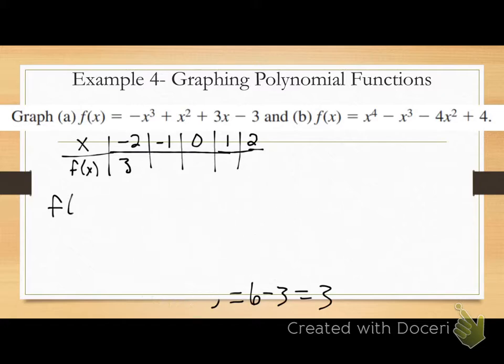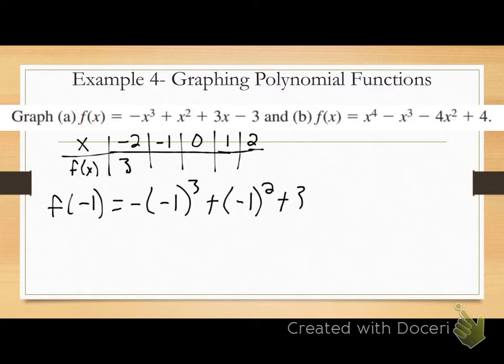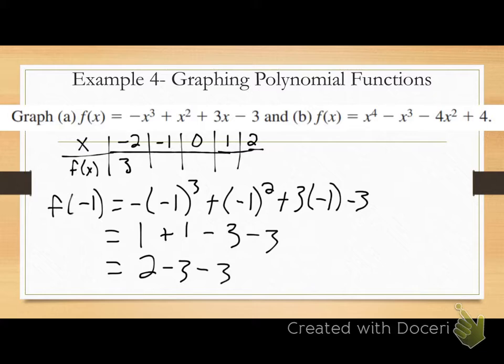Now let's plug in negative 1. That'd be negative, negative 1 cubed plus negative 1 squared plus 3 times negative 1. Is everyone okay if I kind of go through this a little quicker? We all okay plugging in and working it down? So that's going to give me a positive 1 there, plus 1, minus 3, minus 3. That'll give me 2, minus 3, minus 3. Negative 1 minus 3, which equals negative 4. Everyone okay with that? Any questions about any of my steps?